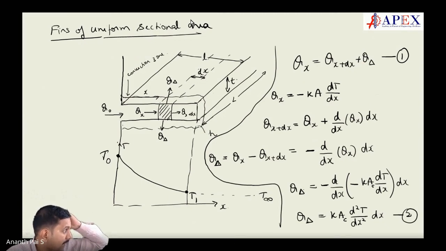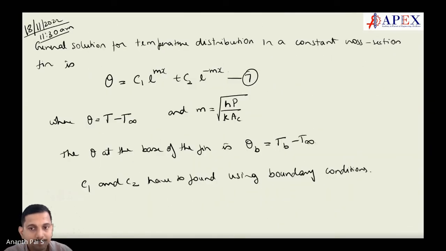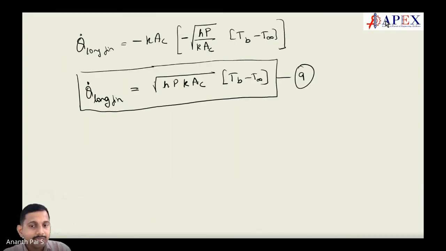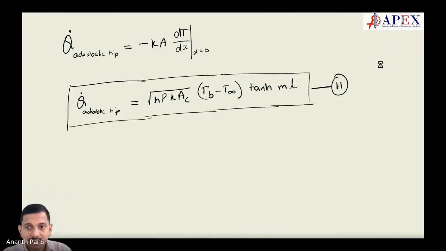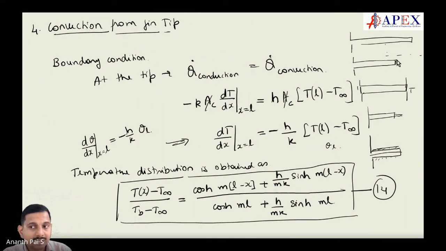At the end, when there is convection from the tip, what is happening? Where is the area of this one? It is from the tip only, is it not? Here and everywhere, convection we have considered. But as a boundary condition, there is convection from the tip. It is convection. Correct.